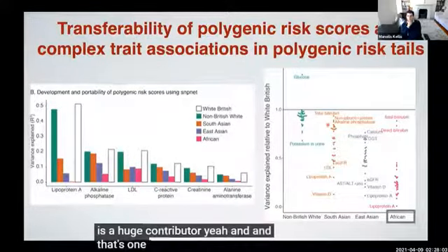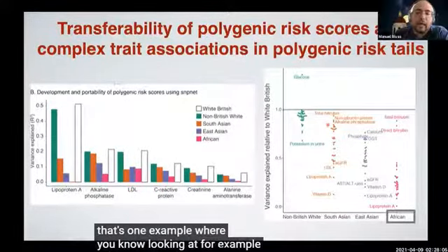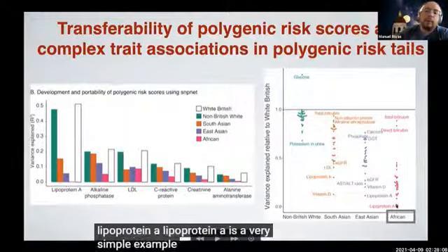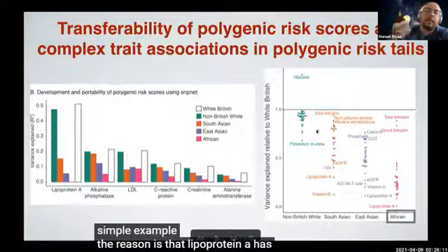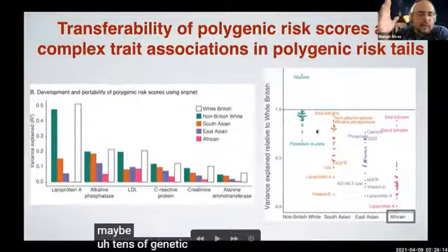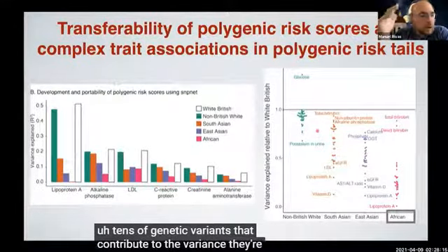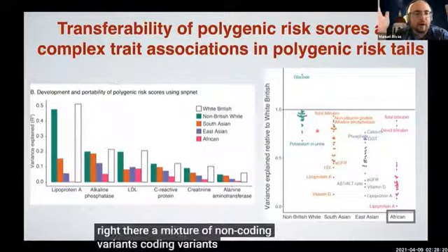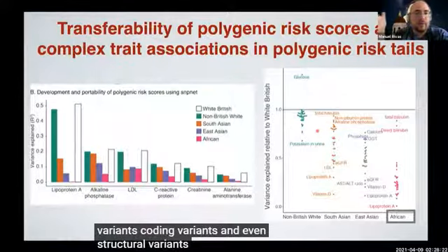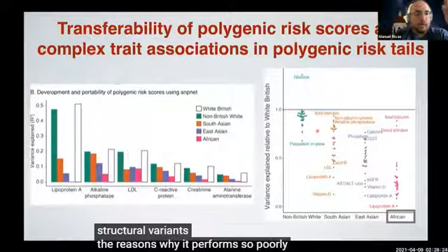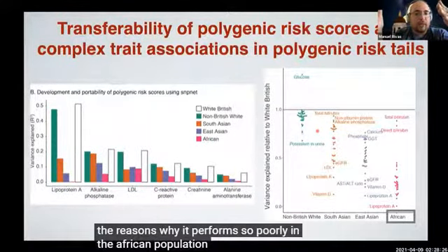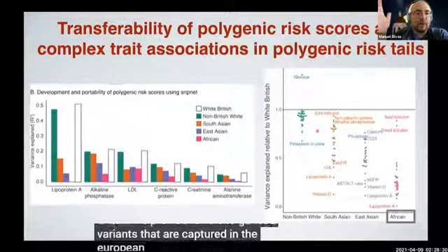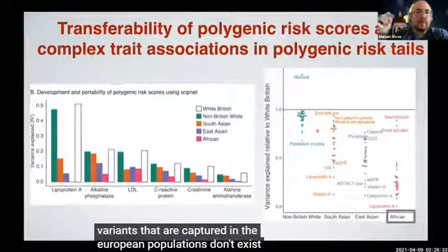Yeah. And that's one example where, looking at, for example, lipoprotein A is a very simple example. The reason is that lipoprotein A has maybe tens of genetic variants that contribute to the variance. They're all in the lipoprotein A region, right? They're a mixture of non-coding variants, coding variants, and even structural variants. The reason why it performs so poorly in the African population is that the proxies for those genetic variants that are captured in the European populations don't exist. Yeah.